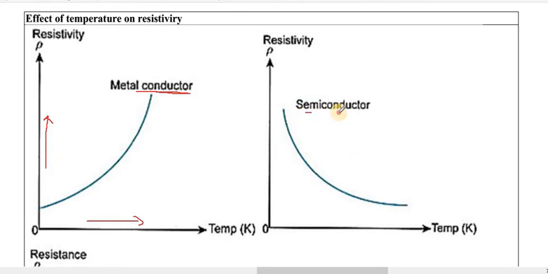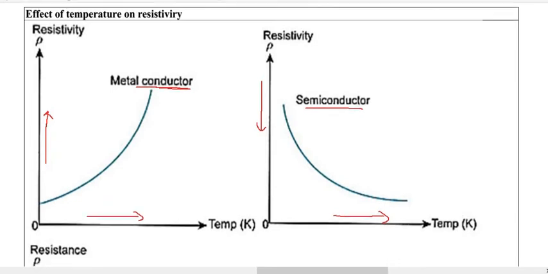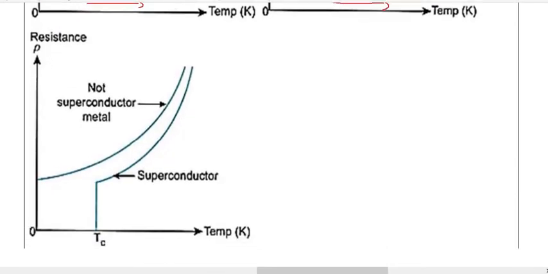However, for semiconductors, it is the opposite. When the temperature is high, the resistivity goes down. You see or not? That means for a semiconductor, when the temperature increases, the resistance actually decreases. The resistance becomes lower and lower as the temperature increases. This is for semiconductors.